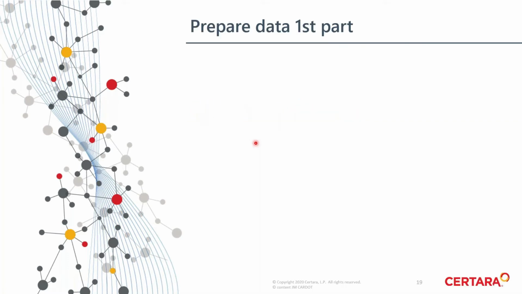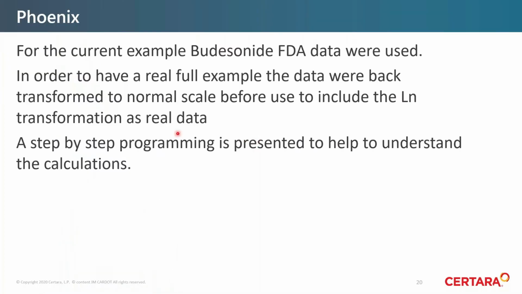The first thing that you have to do is to prepare the data. Preparing the data is a very important thing. We use the current example of budesonide, but we have to take into account that within this example, the data were already log transformed. So I have transformed back from the log to the original scale, such as you will have the data when you make your own experiment. Then I will do a step-by-step programming, and I will try to explain what I have done.